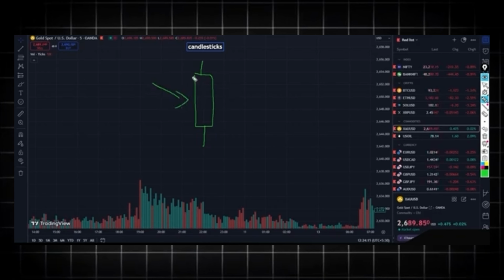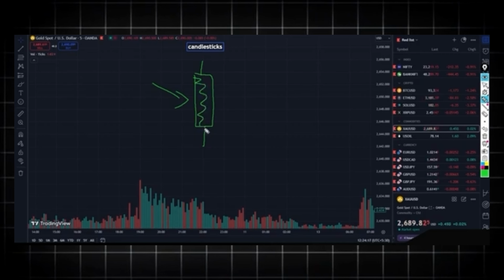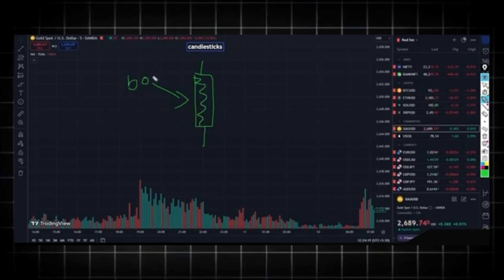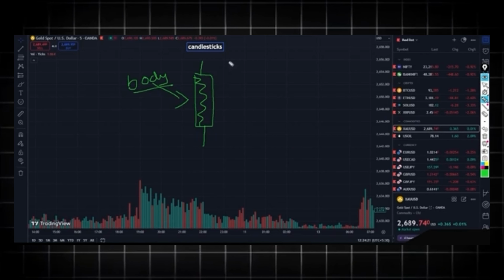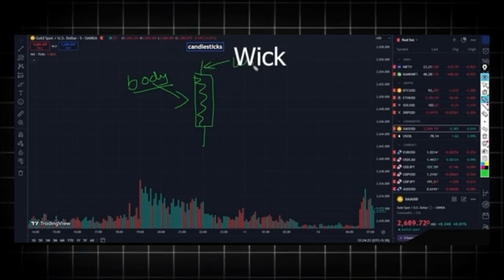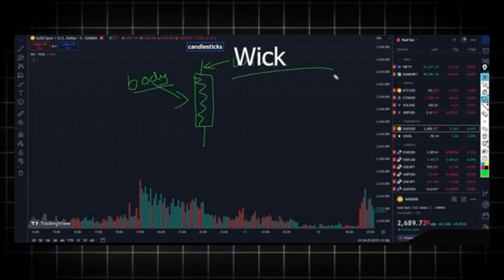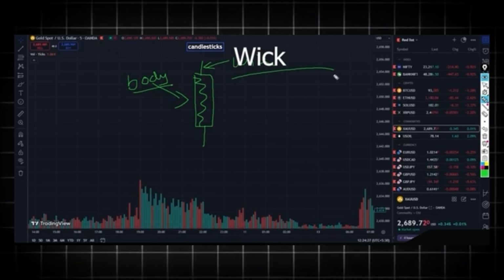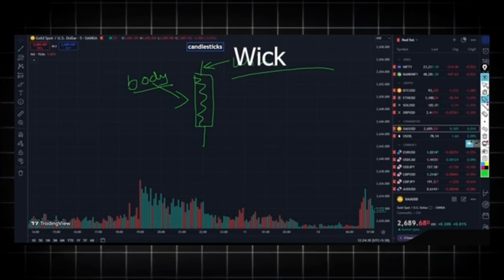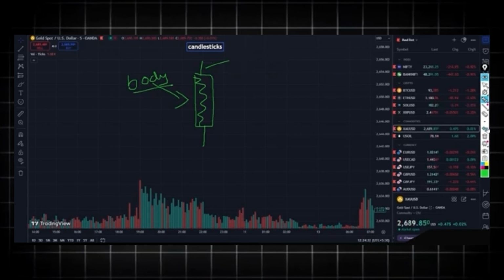First of all, this big part that you can see, this colored part, we call it the body. And this small line that you can see above, we call it the wick. Okay? Body and wick are two parts of candles. Now, how does it work?